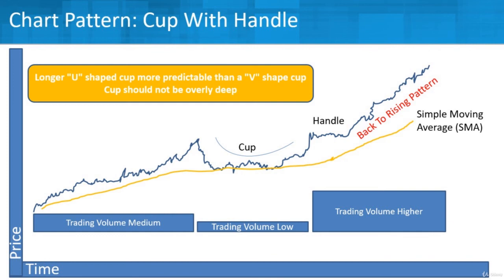So it should not be overly deep. If it was really a deep cup, then people might not be as indecisive or taking profits. It might be an actual real trend reversal, and it's not really a cup and handle. It's actually something different going on. So look for U-shapes, longer U-shapes in the cups to be more confirming. And then also look that the cup is not overly deep, and that'll really help you out.